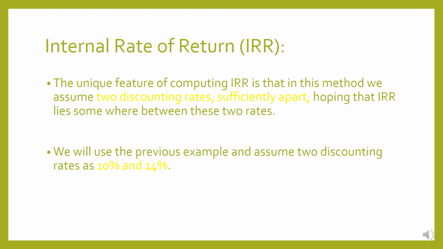So as I said, the unique feature of IRR is that we use two discounting rates, and they should be sufficiently apart. In this example, we are going to use two discounting rates, 10% and 14%. And we assume that the actual return on the investment falls within these two limits, somewhere in between these two discounting rates. So we'll move to the next slide, which is the tabulation, to show you the actual calculations and the results.